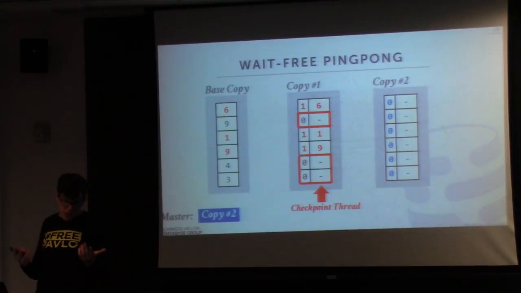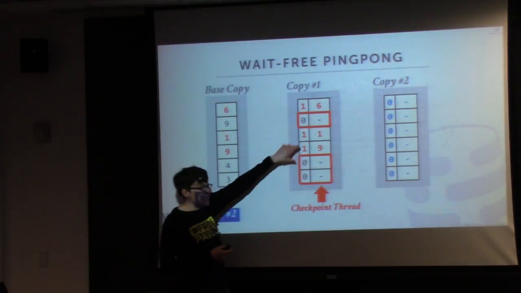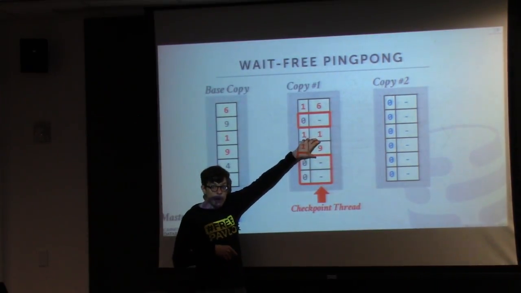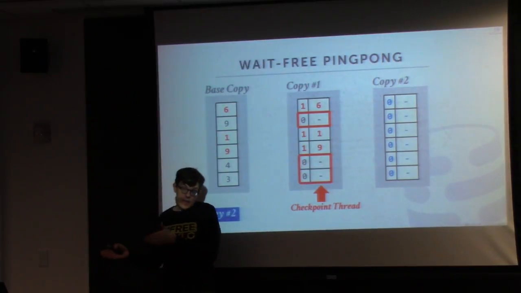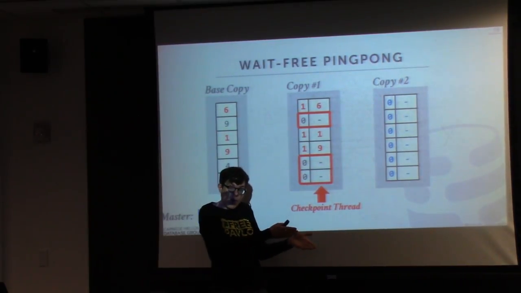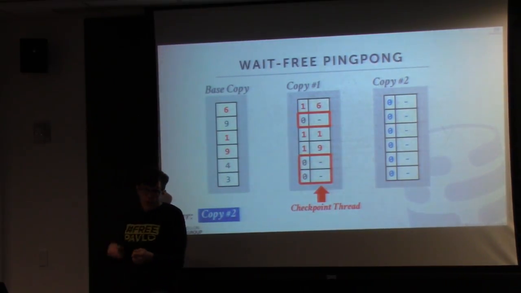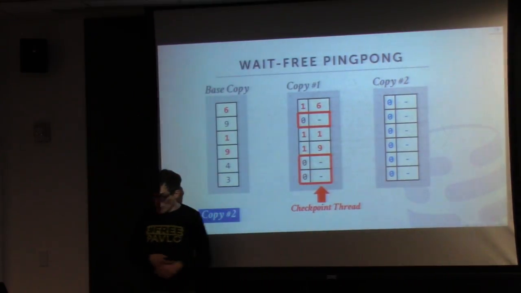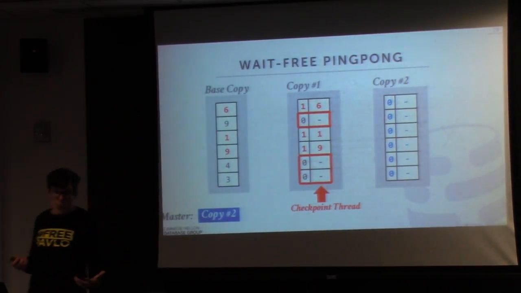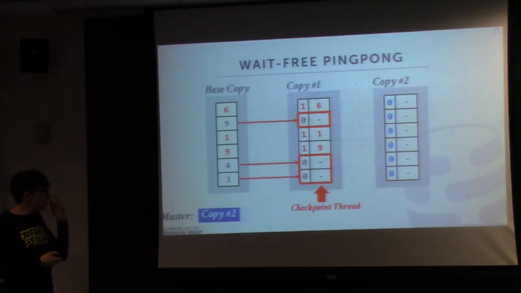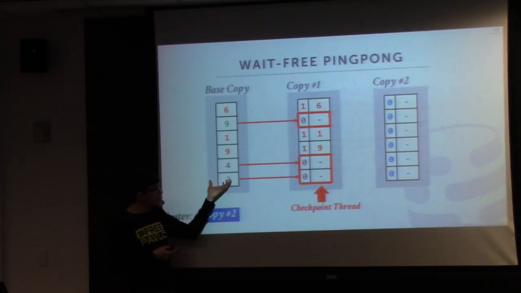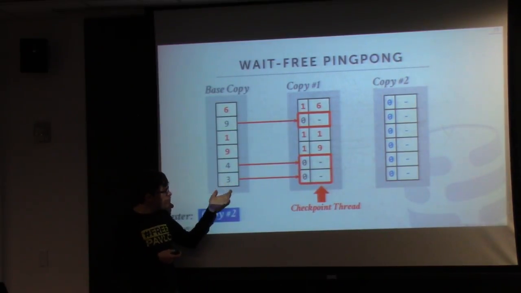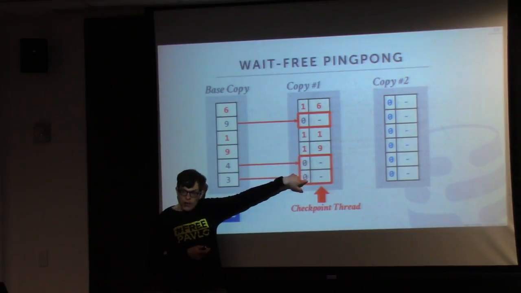Remember I said that we could just take a delta checkpoint, meaning we could just write the things that actually changed since the last checkpoint. But then that would make it difficult to do recovery, because now you have to go back and examine all the other checkpoints to fill in the missing tuples. So there are two ways you could do this. One way is you could just copy the missing values from the base copy into copy number one.